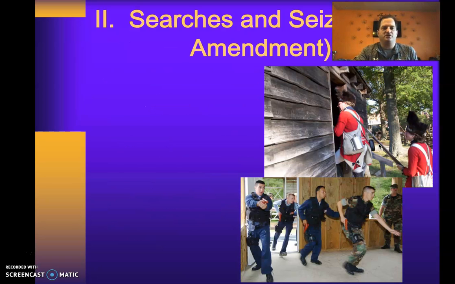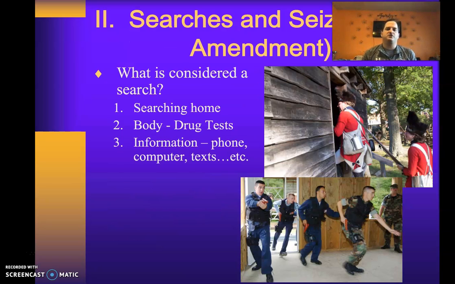And so with search and seizures, basically there are 3 types of searches. Searching your home. Your home is the most protected thing that you have. The Third and Fourth Amendment. The Third Amendment deals with quartering of troops. The government cannot put soldiers in your home. The Fourth Amendment, again, not search your home illegally, creates this zone of privacy around your home. It's very hard for the government to be able to come in and search your home unless they've got probable cause and warrants. We'll get into that here in a little bit.